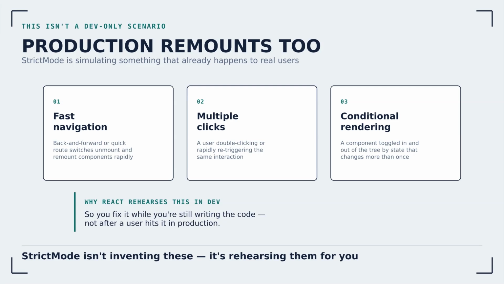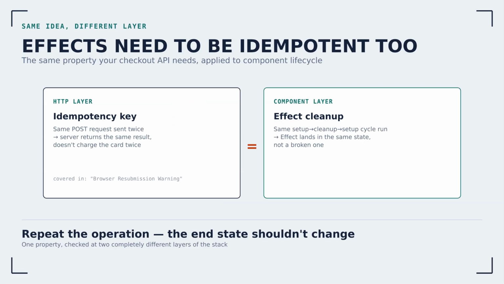And a very good question to ask here is, does this scenario actually even happen in production? And the answer is yes. There are plenty of ways components can remount in production. Maybe the user navigates really fast, they have a slow network, and they click on a button multiple times. Maybe you have conditional rendering in your application, which is triggering remounts, and so on. So, to sum it up, your effects should be idempotent.